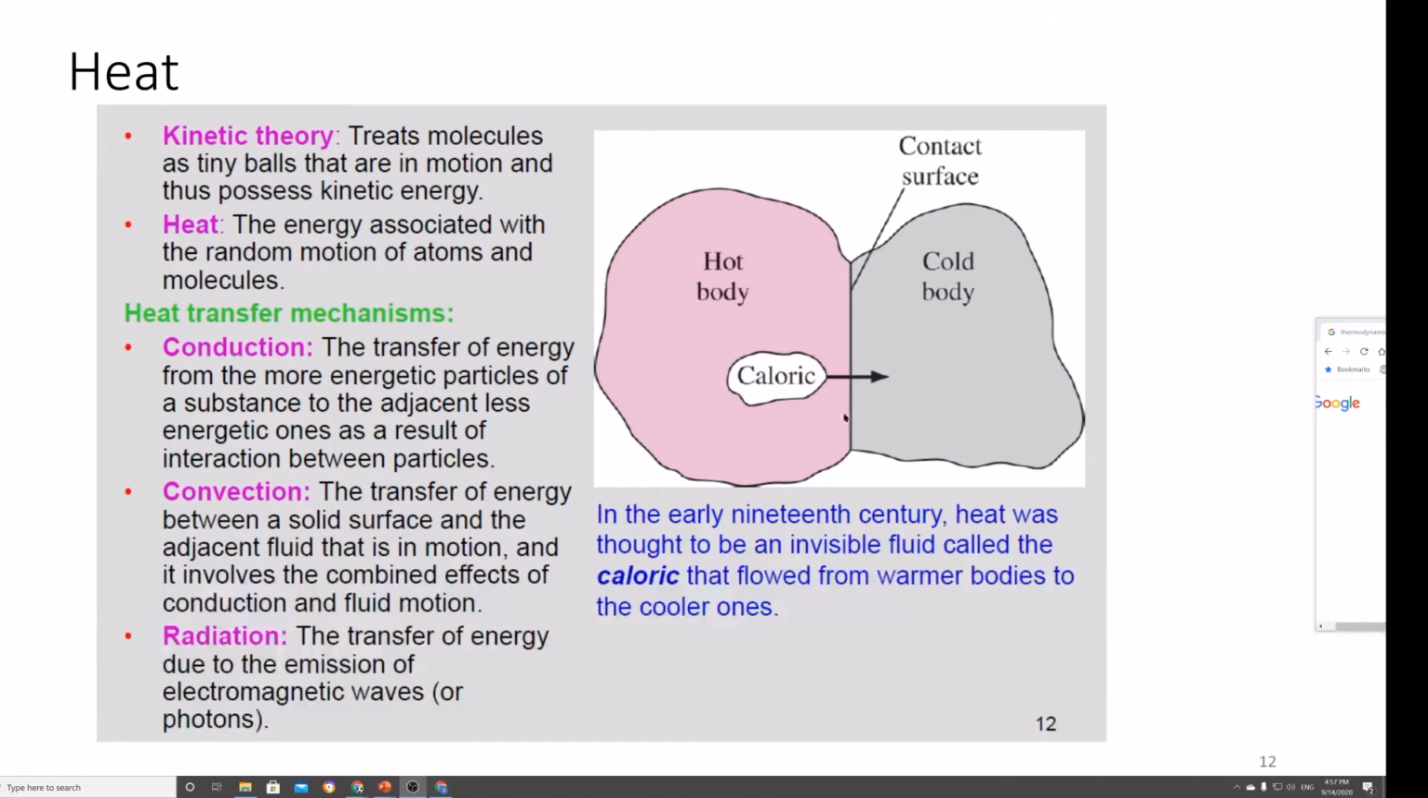So they're in contact with each other, and energy flows essentially from the body of the higher temperature to the colder one.